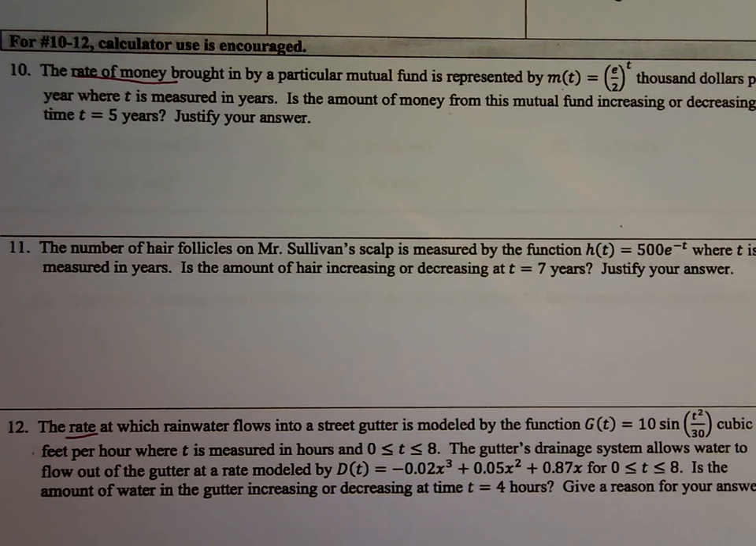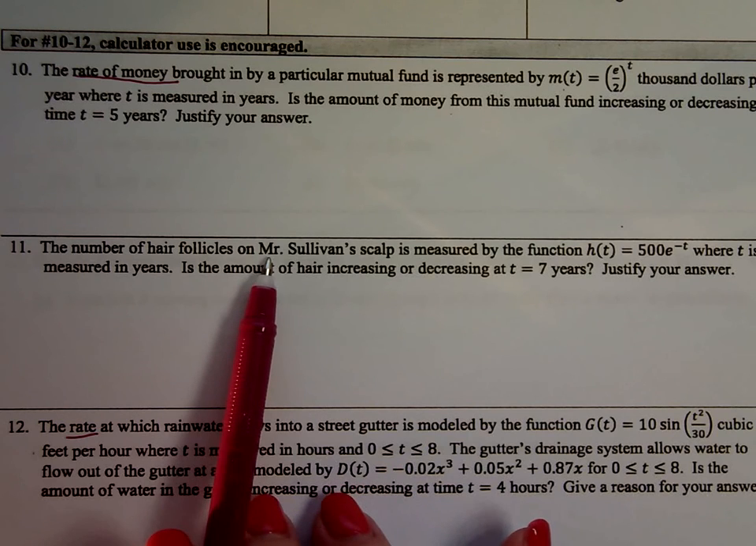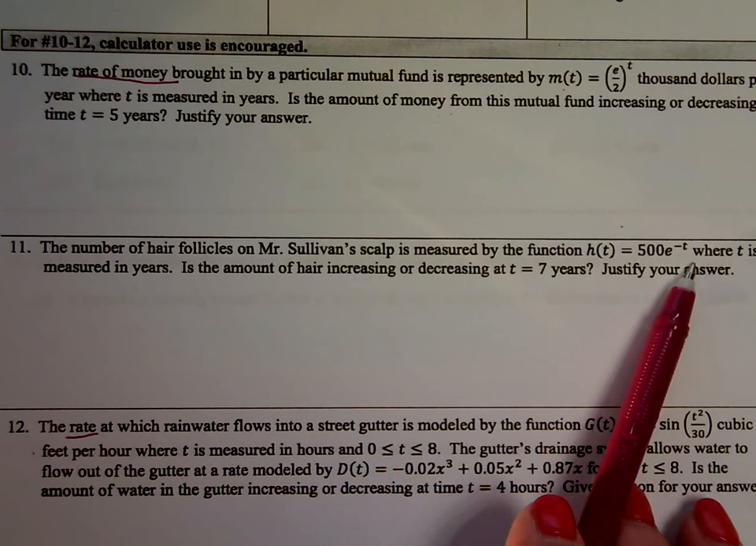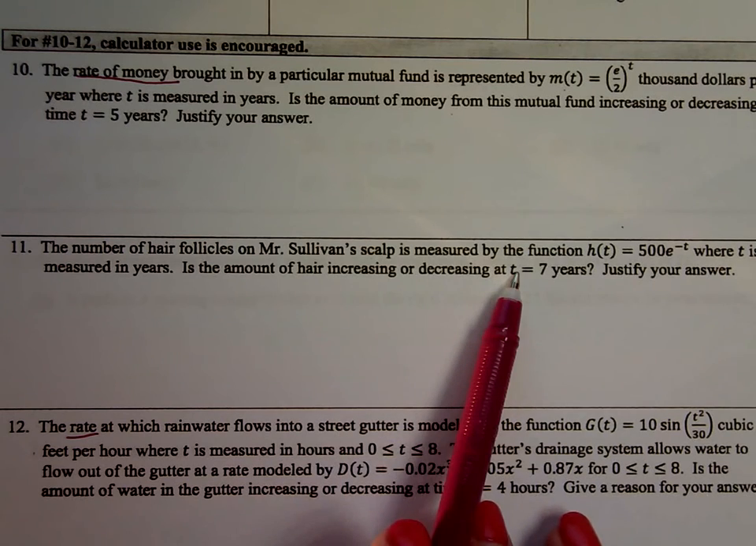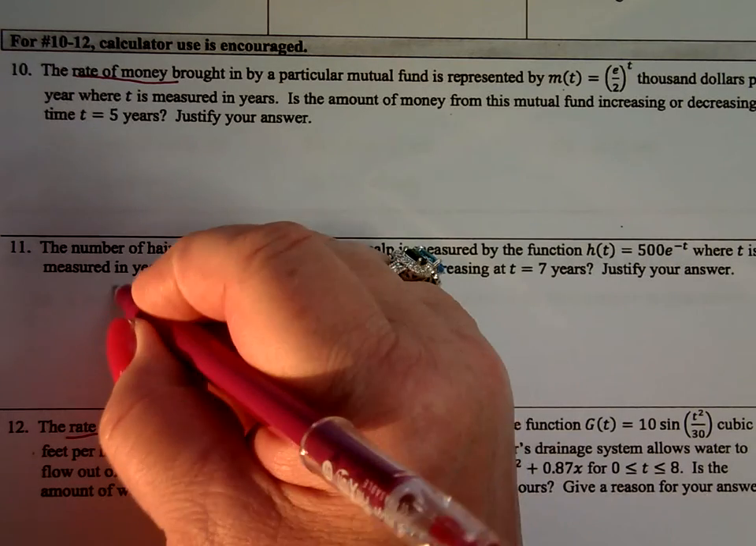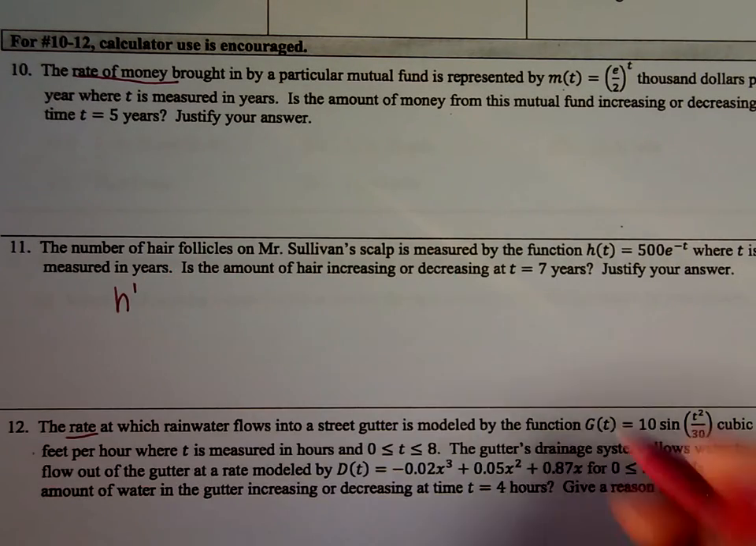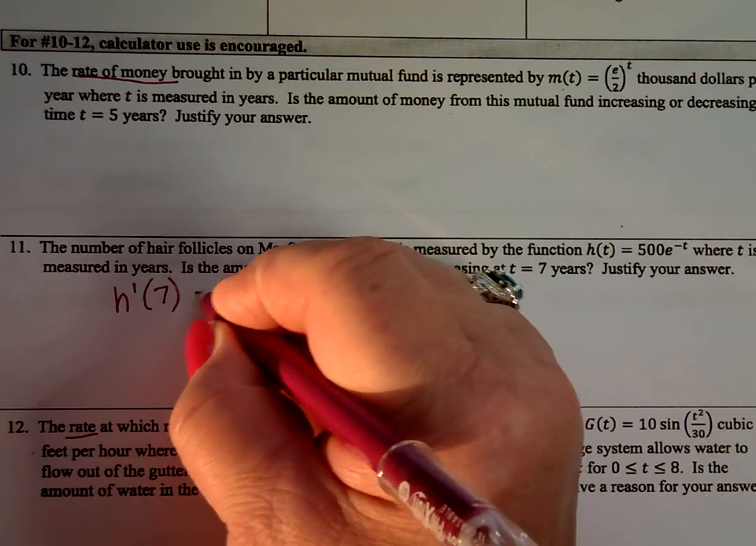11's different because the number of hair follicles on Mr. Sullivan's scalp is measured by this function where t is measured in years. Is the amount of hair increasing or decreasing at t equals 7 years? So is this one that they gave us the derivative? And the answer is no. So what I need to do is figure out what h prime of 7 is, 7 years. And all I care about is whether it is positive or negative.